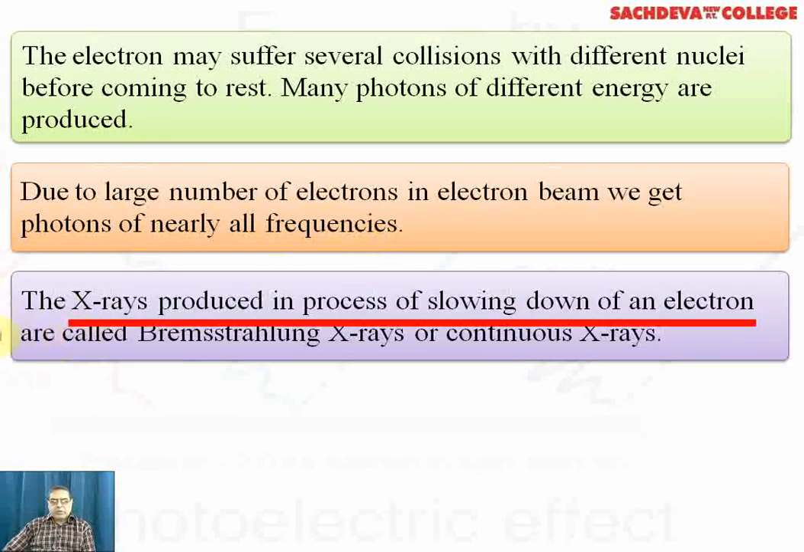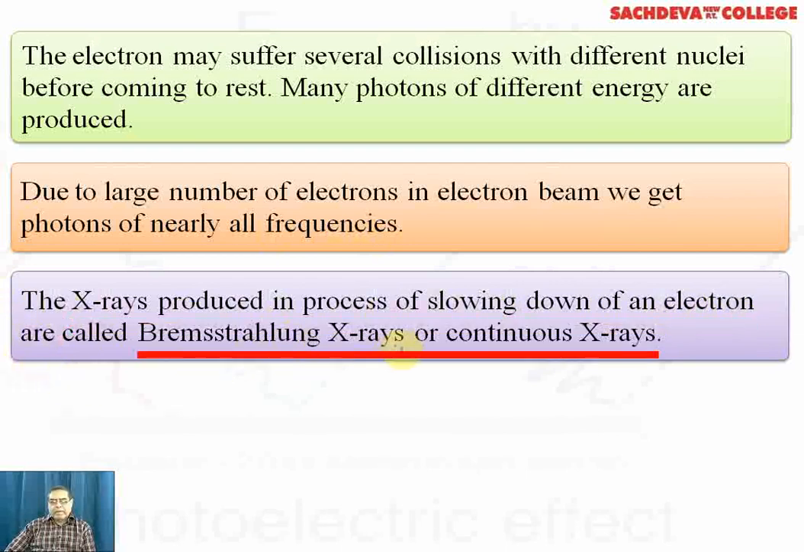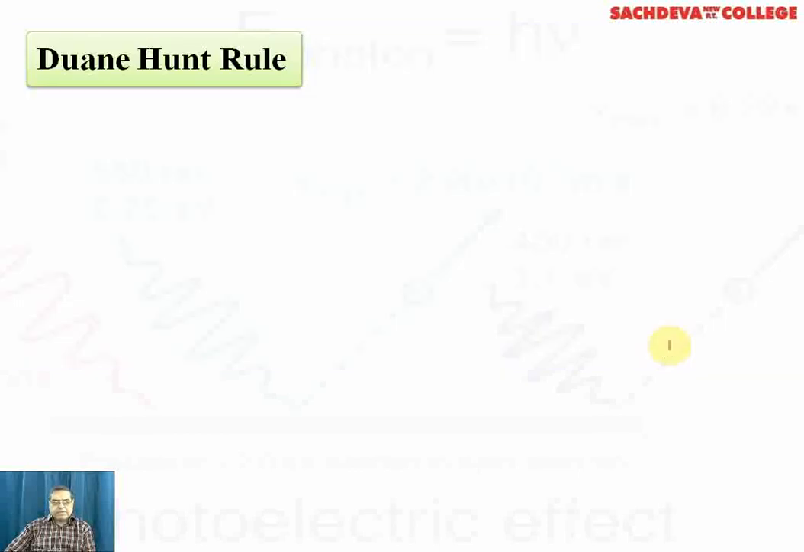The X-rays produced in the process of slowing down of an electron are called Bremsstrahlung X-rays or continuous X-rays. So continuous X-rays are simply the process of slowing down of the electron by the target.